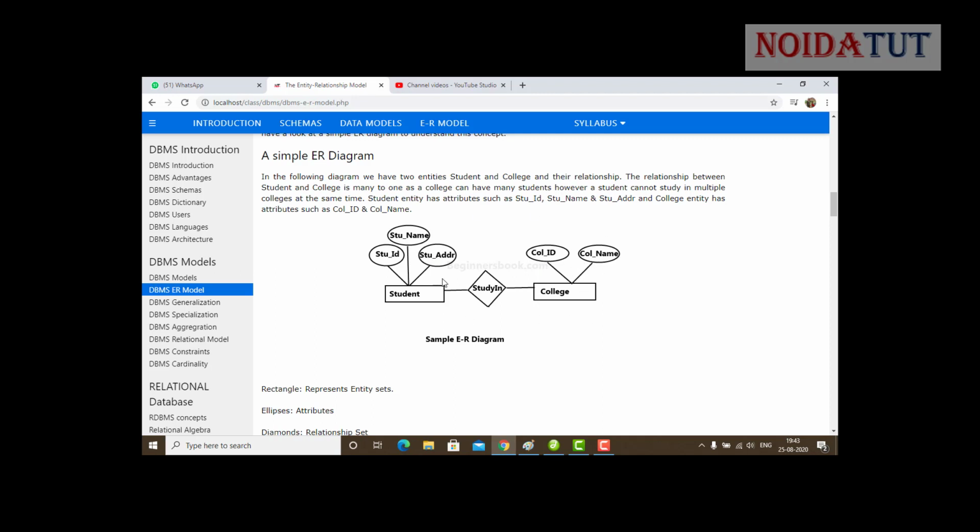Now this overall is going to define the schema of the database. In this we are going to have a table student which is going to have three attributes. Then another table we are going to have with column ID and column name. And these two tables will be in relationship with studying in. In this we can use one foreign key to match the relationship between the student and the college.